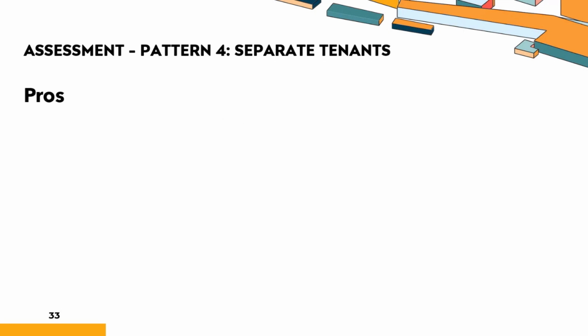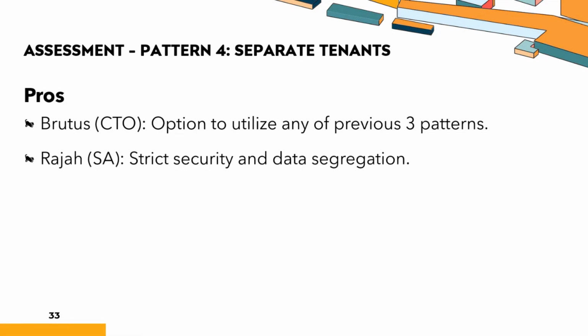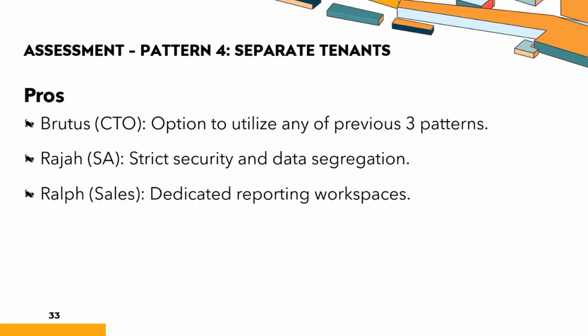We cannot forget separate tenants. So a pro of separate tenants is you technically, per tenant, could utilize any of the three previous patterns, which is kind of cool. Here for Raja, you have exceptionally strict security and data segregation. Think about a dog with a bone. They are super excited about that bone. Then they see the next bone. Okay, so now we have two ideas here and two things to manage. So we'll get into that with cons.